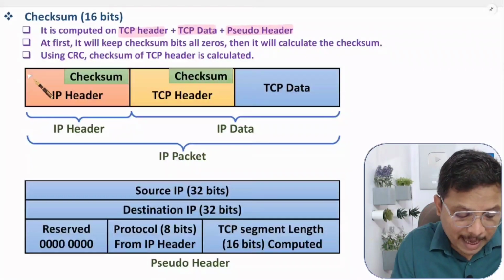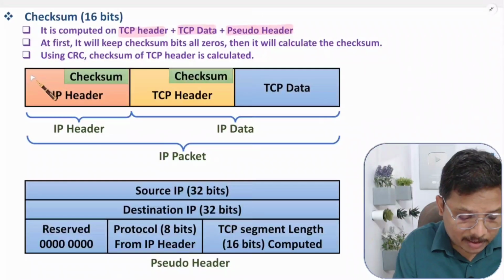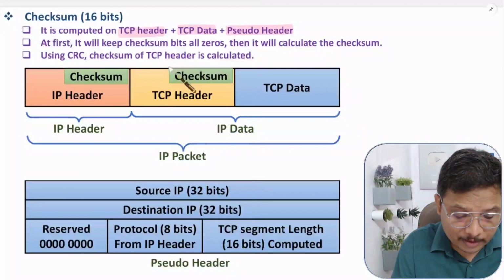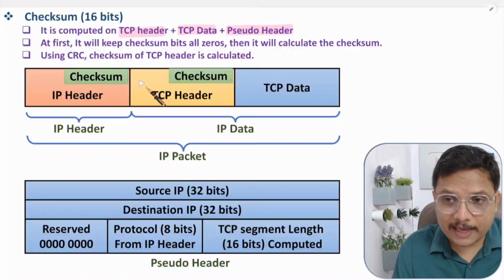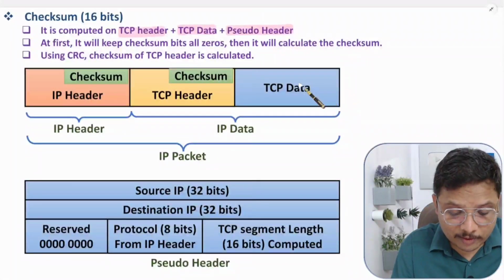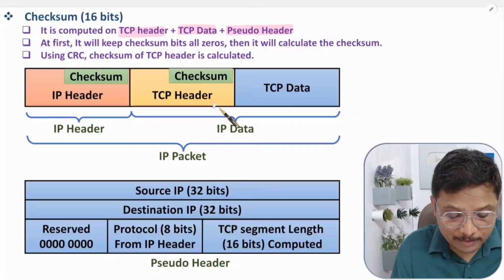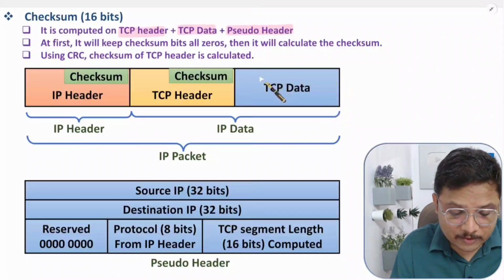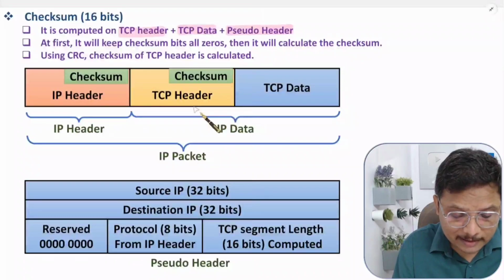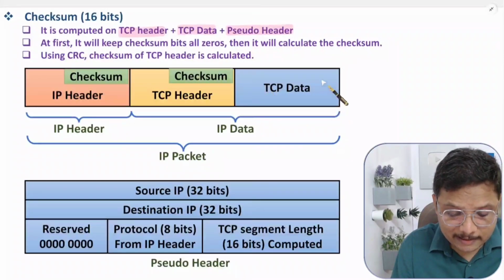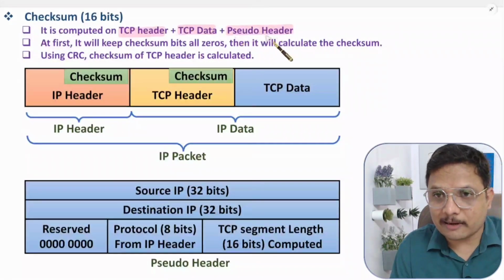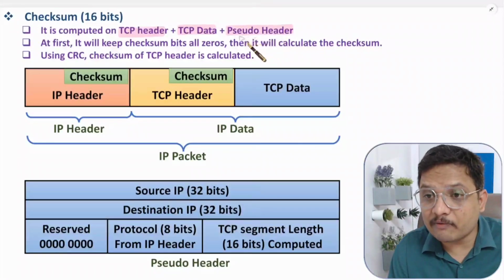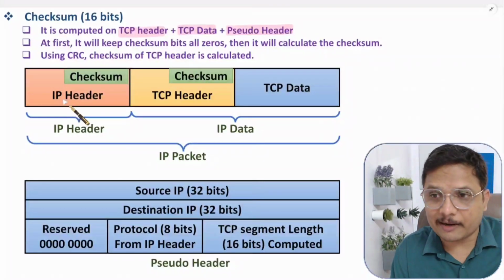Here we have an IP packet. In the IP packet, this is the IP header and this is the IP data. Now inside the IP data, we have the TCP segment. With the TCP segment, again we have the TCP header and TCP data. So you see, the TCP header is this, then the TCP data is this, and the pseudo header is there. And the pseudo header takes fields from the IP header.